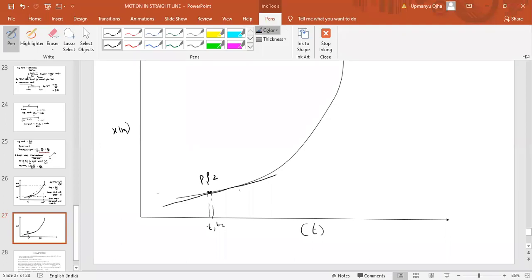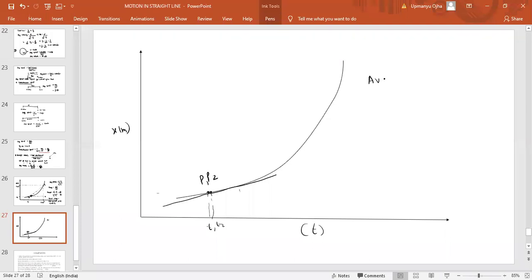Now in that case, if I find the average velocity, then average velocity would be delta x vector by delta t. Now you can see the time interval is very small, so you can say that delta t approaches 0. When it approaches 0, then this average becomes instantaneous velocity.